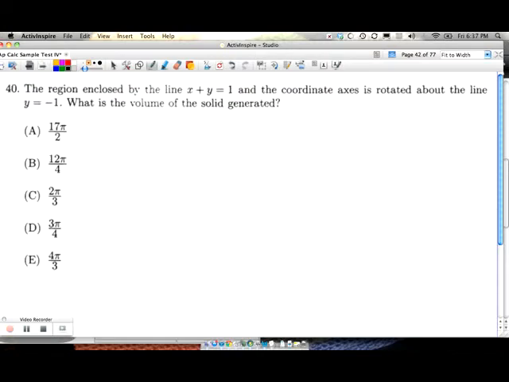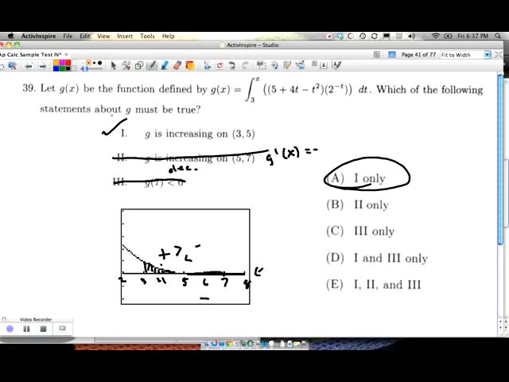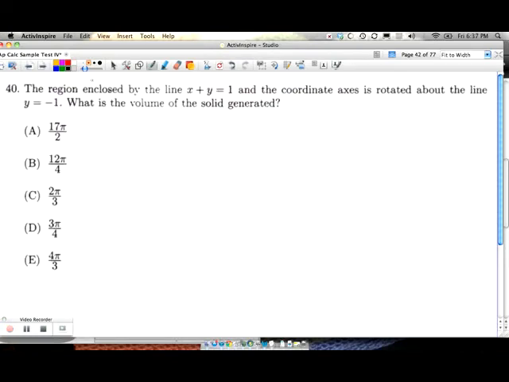Number 40. Actually, let me go back. Everybody's always saying, Mr. Butler, you got to wait so we can pause it. So pause it. Go ahead.